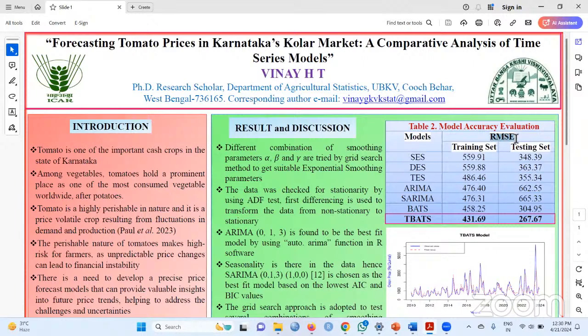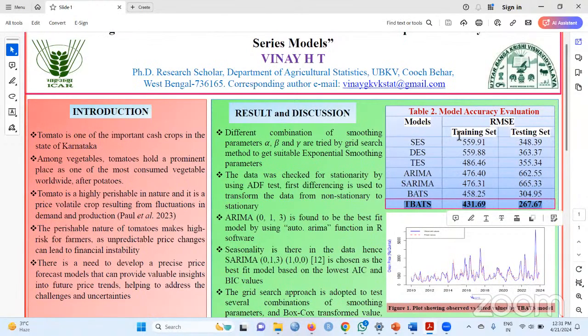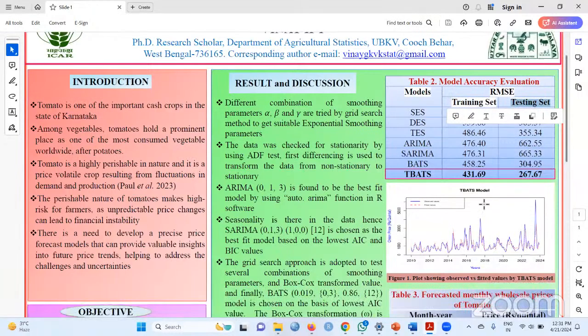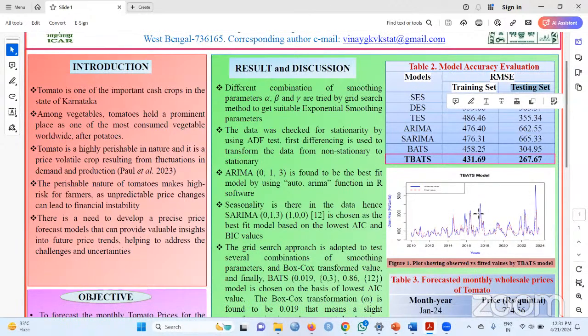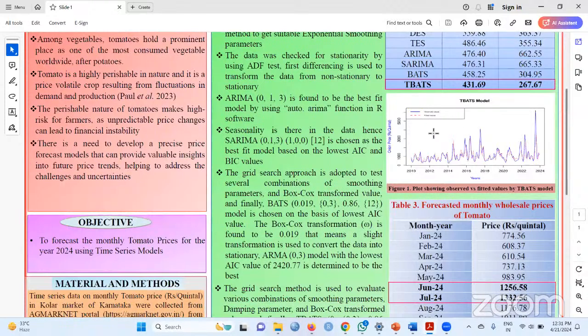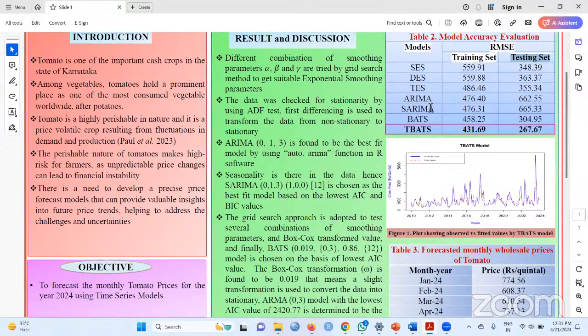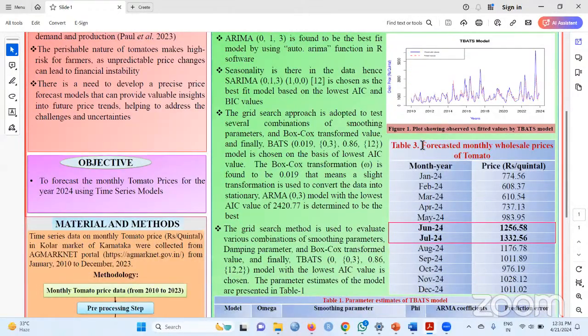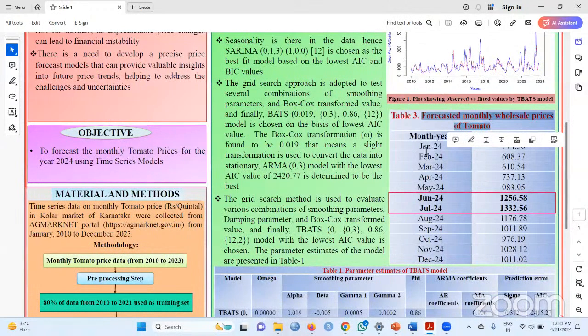The RMSE tells us that whichever model has the lower RMSE compared to all other models is the best model. We can see from here that the T-BATS model is showing lower RMSE compared to all other models, in the training set as well as in the testing set. And this is the plot of observed and fitted values from the T-BATS model. We can see that the observed and fitted values from the T-BATS model are closely related. By this, we can tell that the T-BATS model performed well compared to all other 6 models, and therefore we forecasted the monthly wholesale price of tomato using the T-BATS model.